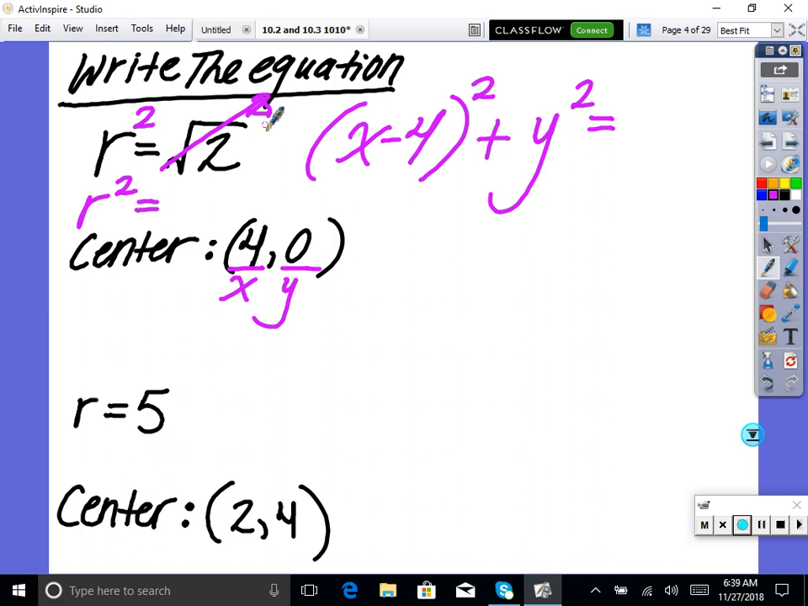Square roots and squares cancel out. So it's 2. Our radius squared is 2. So then 2 goes here. Make sure you don't put the radius right there, because that's usually where people mess up. They just put the radius right there.